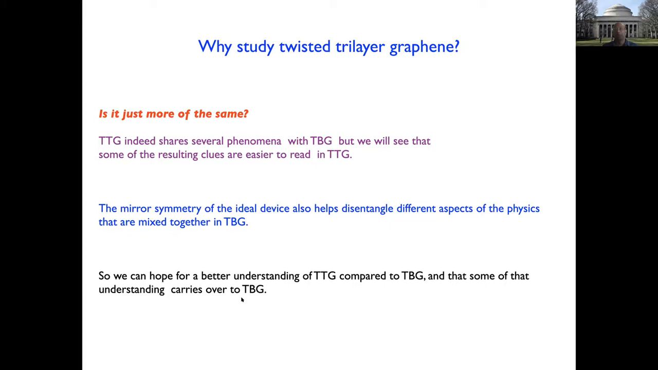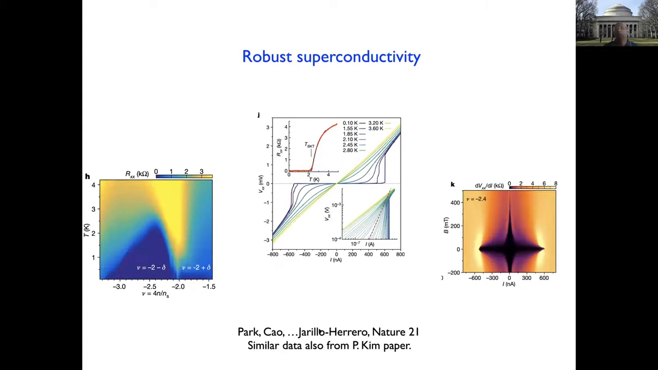So we can hope for a better understanding of TTG compared to TBG, and hope that we can learn lessons about the general physics of this class of systems, and that some of those lessons will carry over to TBG itself, right? So for all these reasons, it's worthwhile to study TTG. So let me review some of the experimental results. There's so far 3 experimental papers, 2 from Pablo Moiré-Twistronics and 1 from Philip Kim.